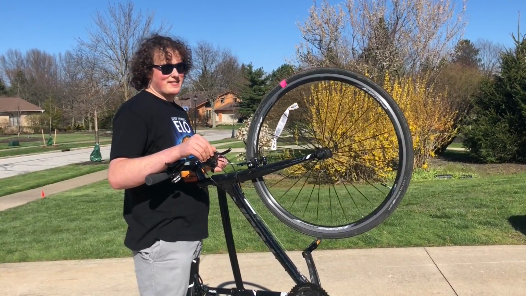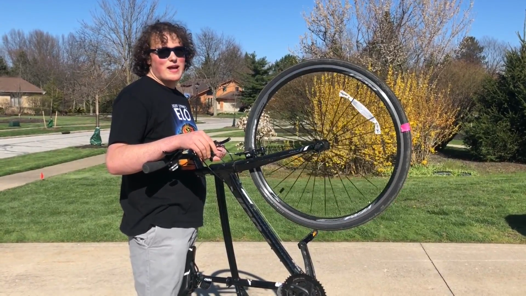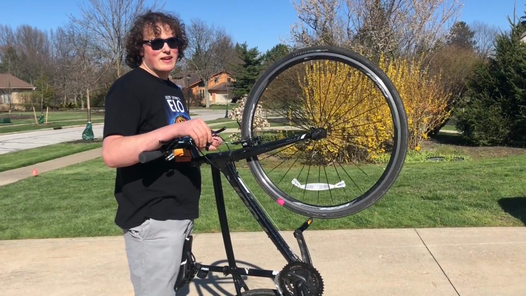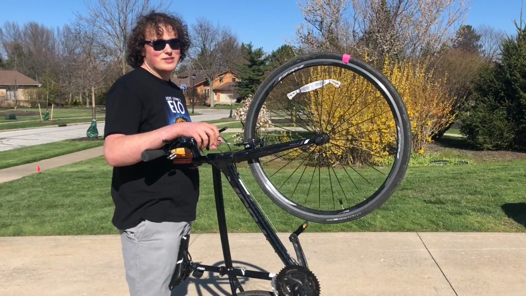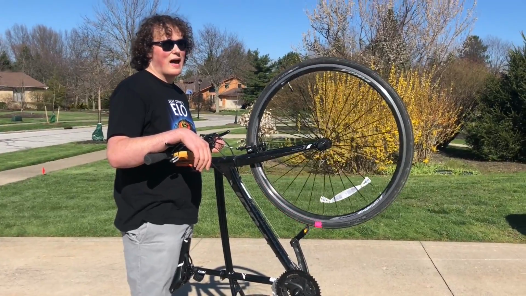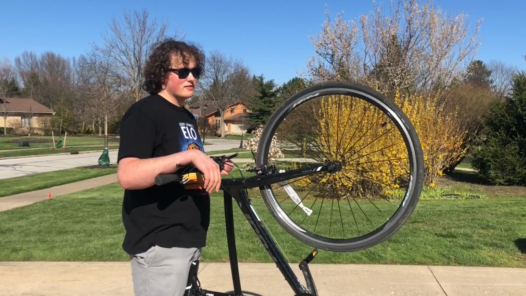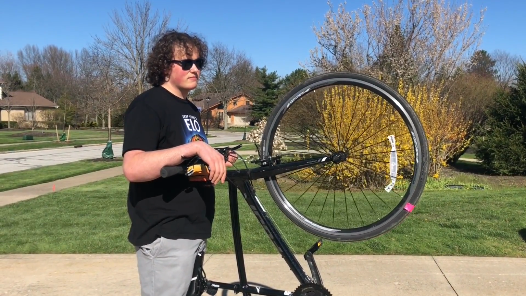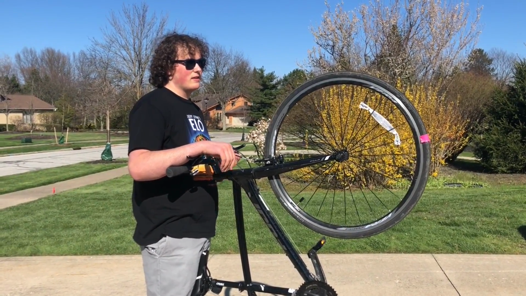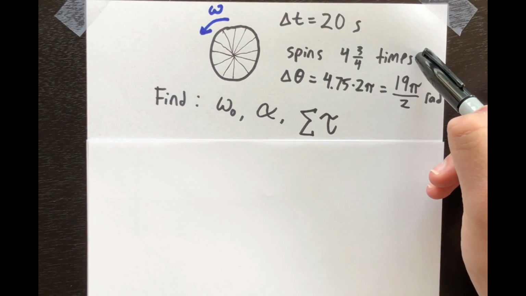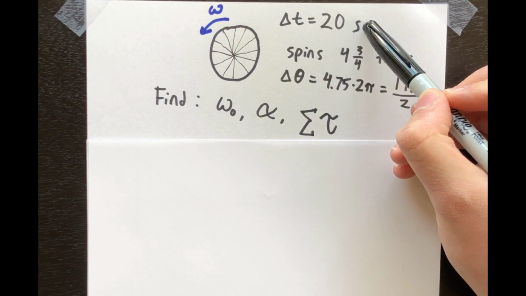Now, as it spins, the wheel is going to slow down because it's going to have a negative angular acceleration due to a frictional torque, the opposite of the direction of motion. We know that the wheel spun 4 3/4 times, and it took 20 seconds to stop.